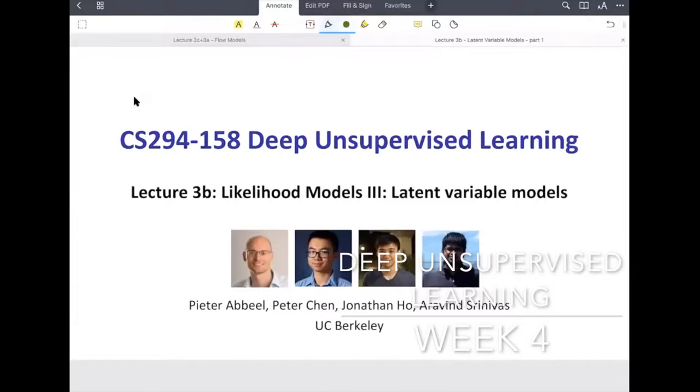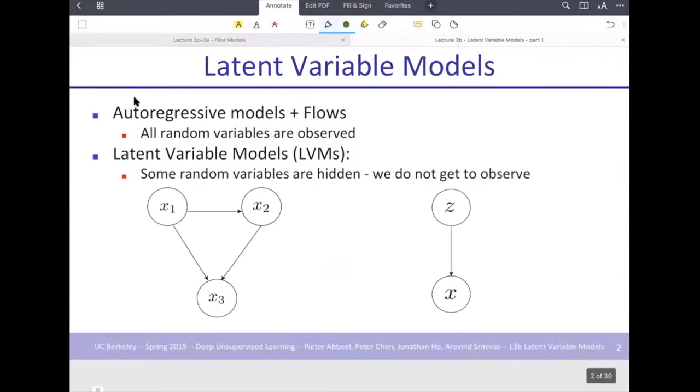Yeah, so I'll be doing latent variable models. Previously we covered autoregressive models and flows. The difference between latent variable models and autoregressive models and flows is that in autoregressive models and flows, all the random variables are observed. You see, x2 is dependent on x1, and x3 is dependent on x2 and x1. So x1, x2 are all variables here that are observed, but in latent variable models, some of the random variables are hidden. So in this case, it's z.